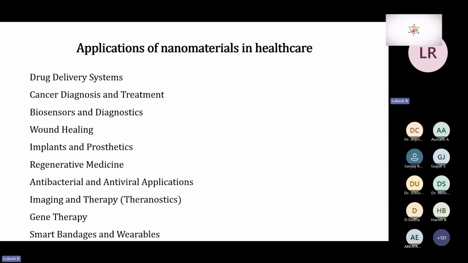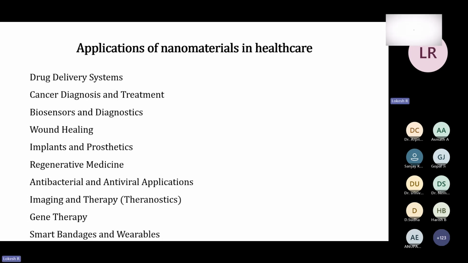The next application is biosensors and diagnostics. This includes the transducer plus the biological recognition element. So multiplex diagnostics is possible, as nanomaterials allow for detection of multiple biomarkers. Next, wound healing. These materials can be used to create advanced dressings. For example, nanogels can deliver drugs directly to the wound site, reducing the risk of infection and promoting healing.